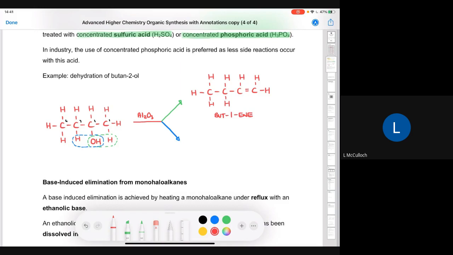Now let's look at what would happen if we removed water from the atoms that I've circled in blue. Again, I'm going to draw all of the atoms that aren't being eliminated. They're all going to stay exactly where they are.